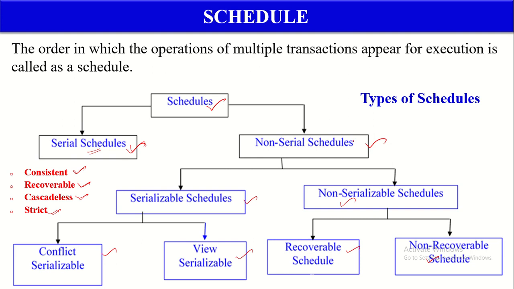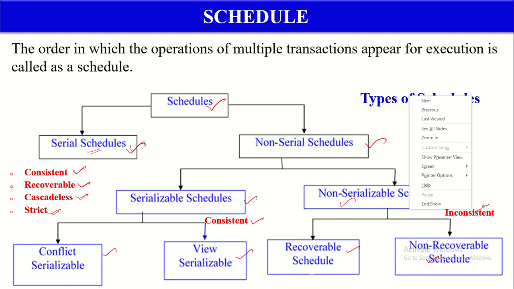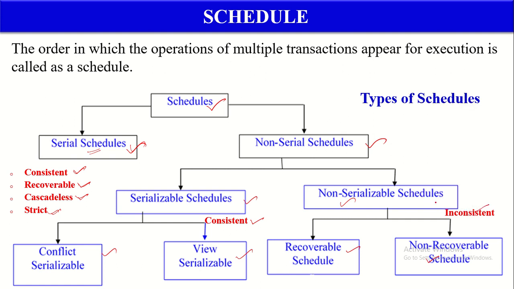Coming to non-serial schedule, it may or may not be consistent. If the non-serial schedule maintains the consistency property of the database, then it is known as a serializable schedule. And if it does not maintain the consistency property of the database, then it is known as an inconsistent, non-serializable schedule. Then we can classify serializable schedule into two types. One is conflict serializable, another one is view serializable.